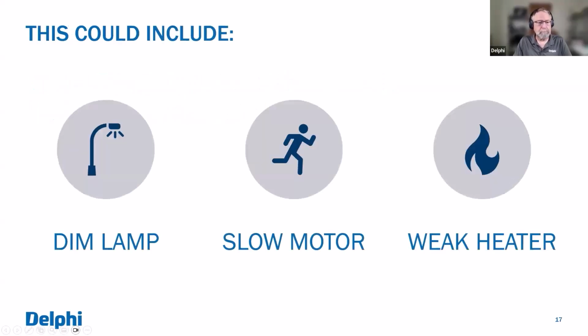Let's talk about that. Customer concerns you could be chasing down could include dim lamps, slow motors, or weak heaters. These are just three examples of things that a customer might have a concern with, and you are now charged with figuring out, well, why is it that these loads are not performing correctly?